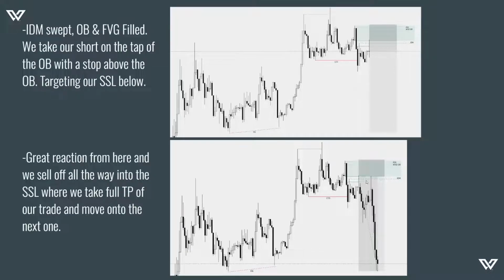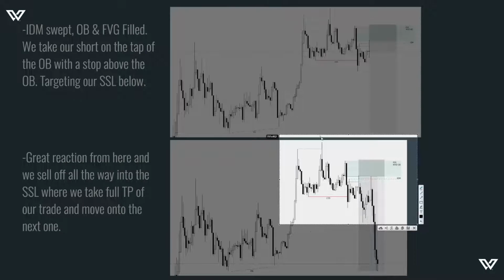And you see the reaction we have. Great reaction from here, sell off all the way into the sell side liquidity I was targeting, full TP of the trade and move on to the next one. So this is a really nice example, especially when you have this swing failure pattern, which we also get onto later in the episode. We have a sweep into the change of structure and then the order block.